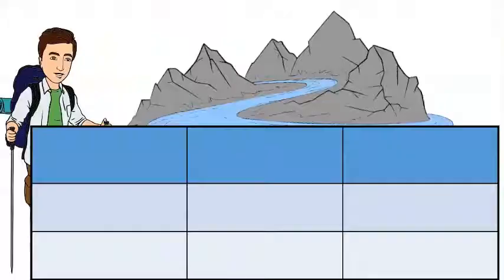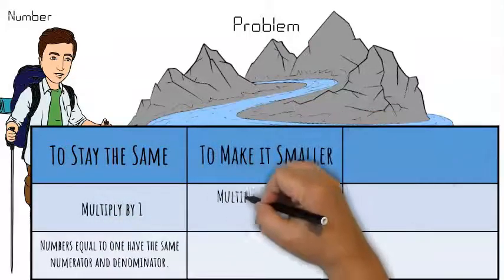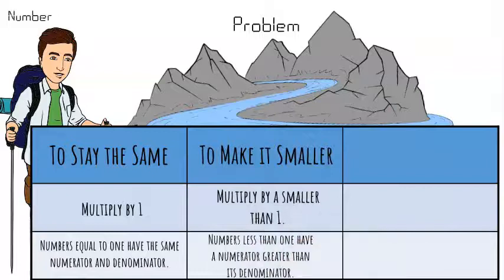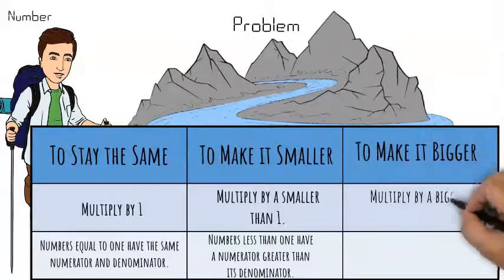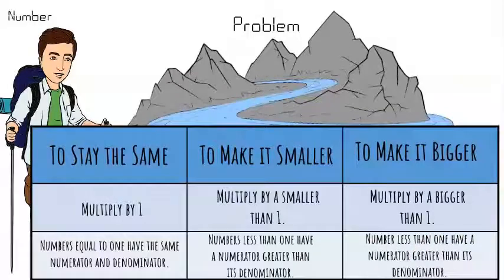So remember, when you, a number, are facing a mountain, a problem, to make your number stay the same, multiply by 1. To make it smaller, multiply it by a fraction smaller than 1, one with a smaller numerator than denominator. And to make it bigger, multiply by a fraction greater than 1, one with a greater numerator than denominator. We're now ready to work with fractions as factors. See, they're not so scary, not so evil, although they do have plans for world denomination.